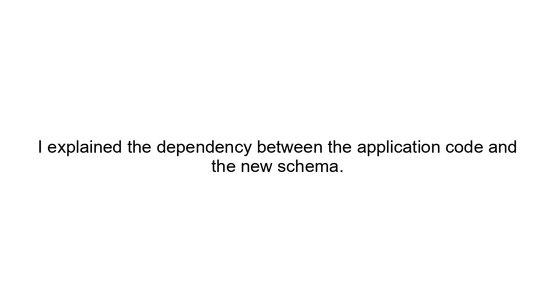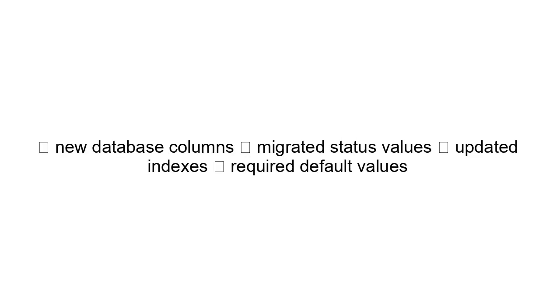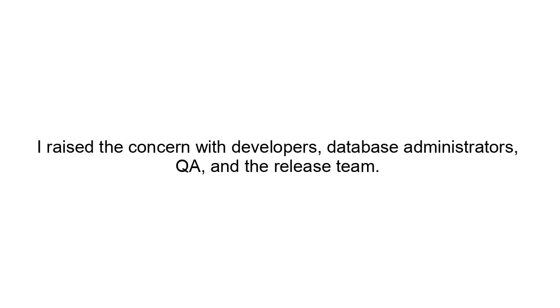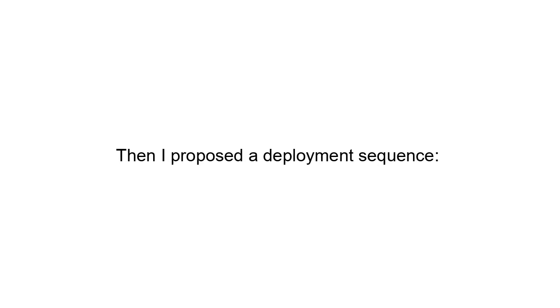Action: I explained the dependency between the application code and the new schema. The new application expected new database columns, migrated status values, updated indexes, required default values. If the application started too early, it could read incomplete data or fail when accessing missing fields. I raised the concern with developers, database administrators, QA, and the release team. Then, I proposed a deployment sequence.